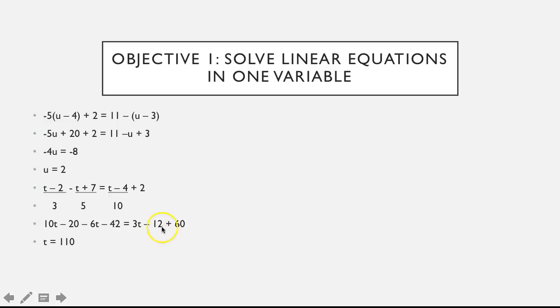and then 30 times 2 is 60. Here again, you want to put your like terms together and then move your 3t over here and your constants over here, and that's how you get t equals 110.